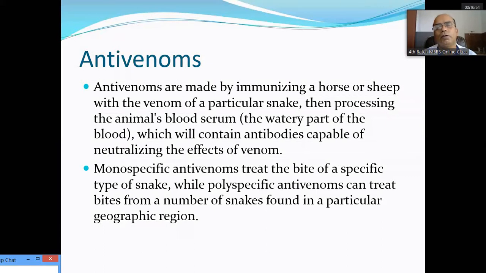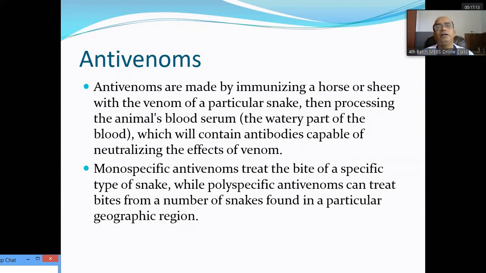So why is it so? Because if it is freely available to the private practitioner in a smaller hospital, the patient may panic, and even in a non-poisonous snake bite, the patient may be treated with anti-snake venom. That is one of the chances of misuse of anti-snake venom.